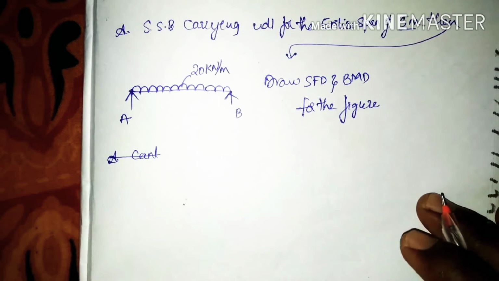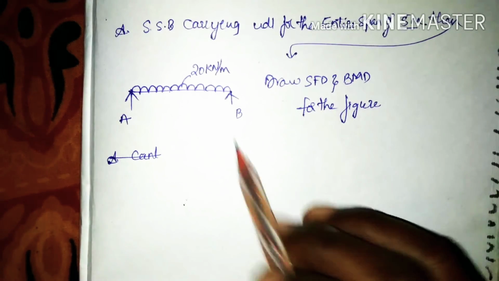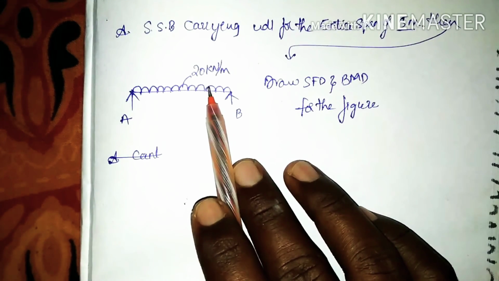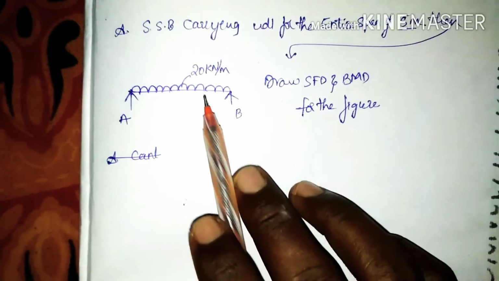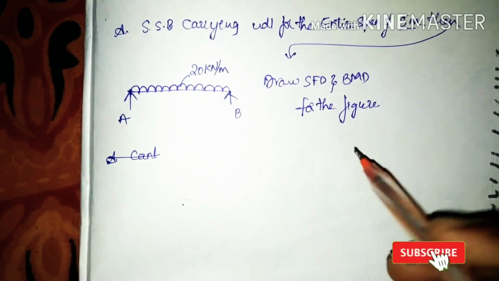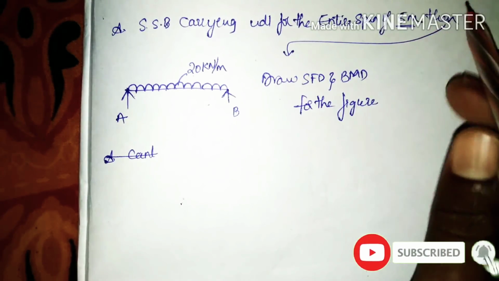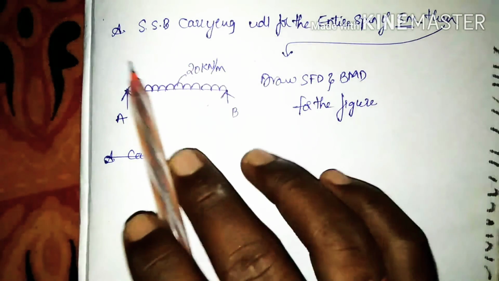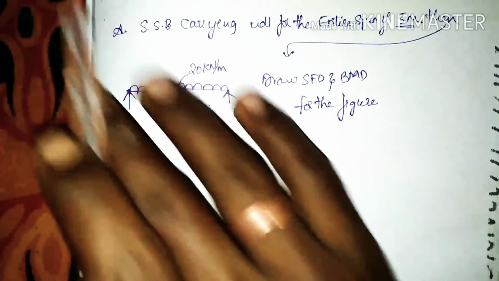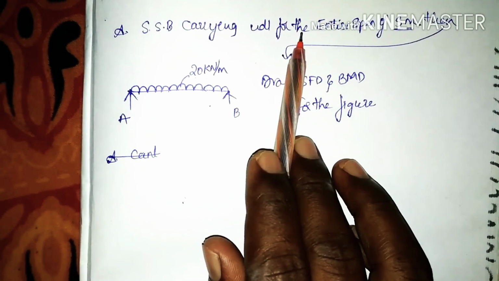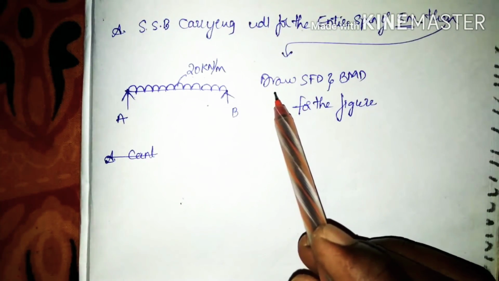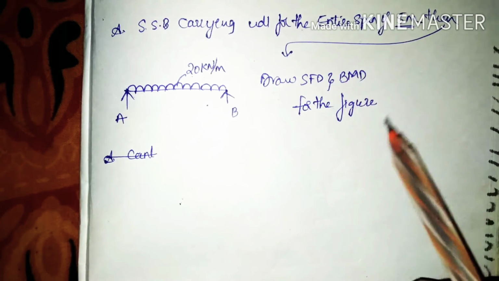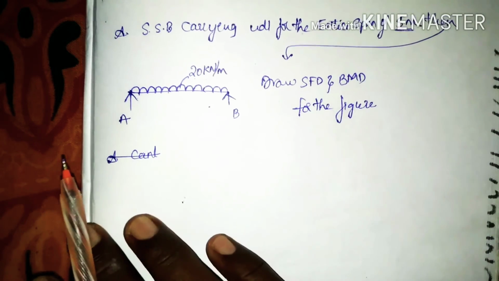Today we are going to see a simply supported beam which is carrying a UDL of magnitude 20 kN per meter for a span of 5 meters. In the question or in the examination, they won't give the figure, they only give the question and say draw the shear force and bend moment diagram for the given data. They will say just like this.